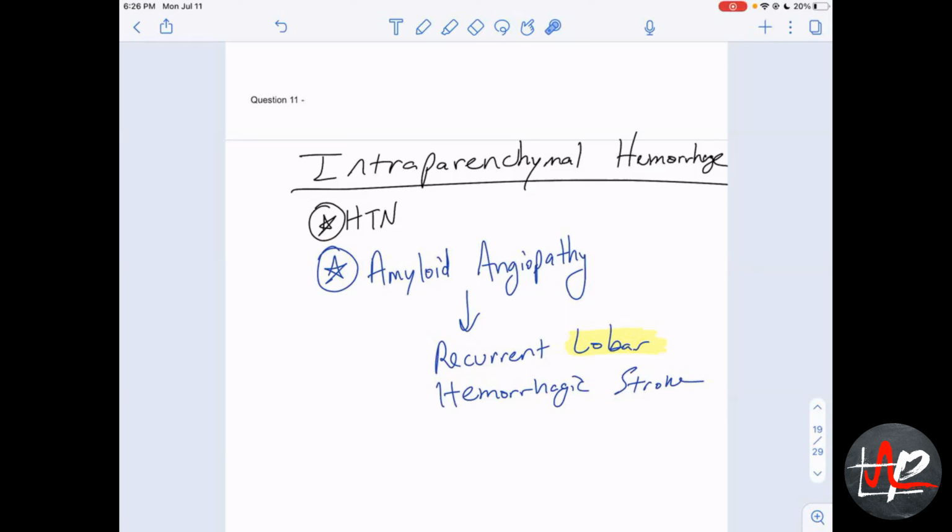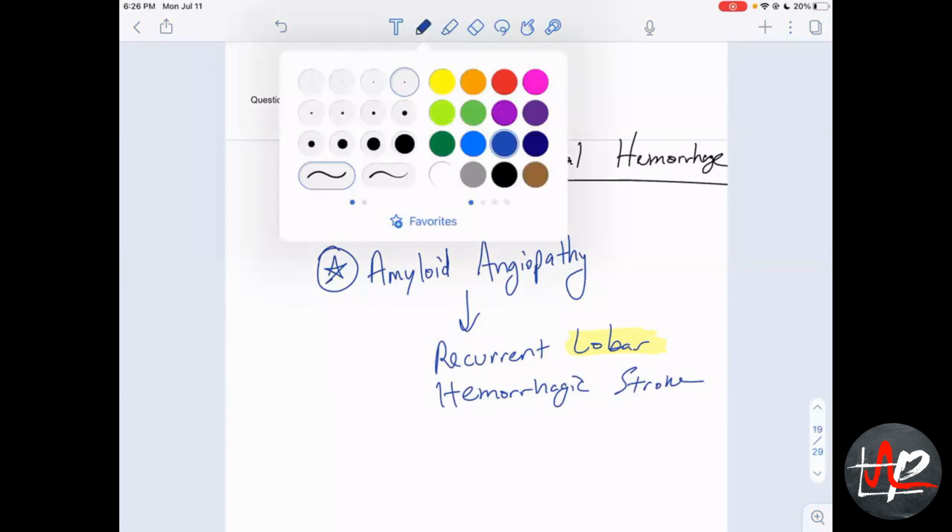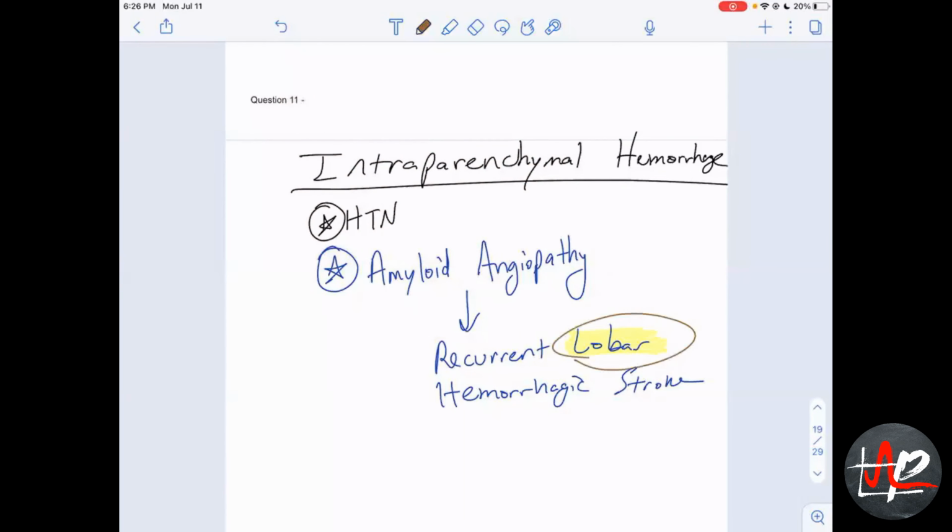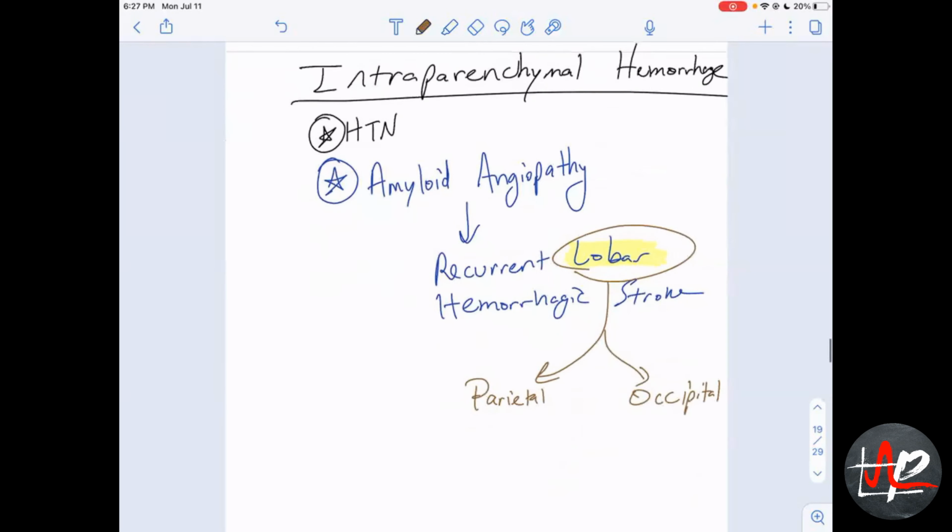The most common lobes that will be affected, and this is important, are your parietal and your occipital lobes. So it's going to be either parietal or occipital lobes 9 times out of 10. That's an easy TQ for you if you know the anatomy. If they got a parietal stroke, what would you expect? Well, it's usually going to be some kind of contralateral hemisensory loss. And if it's an occipital lobar hemorrhage, then oftentimes they have a homonymous hemianopsia.